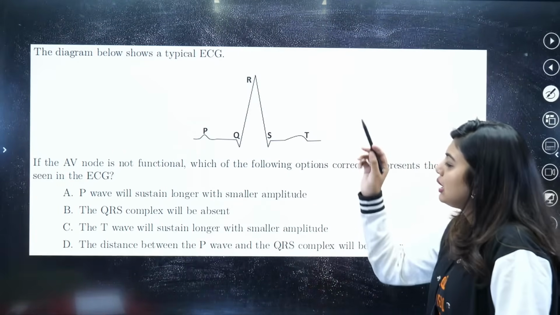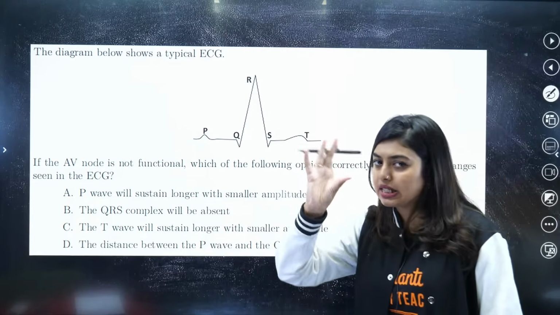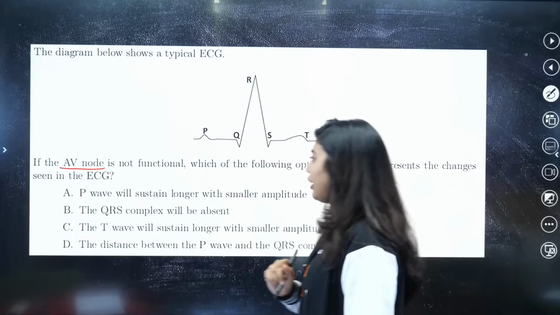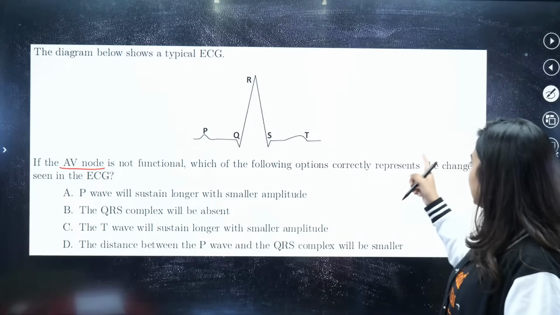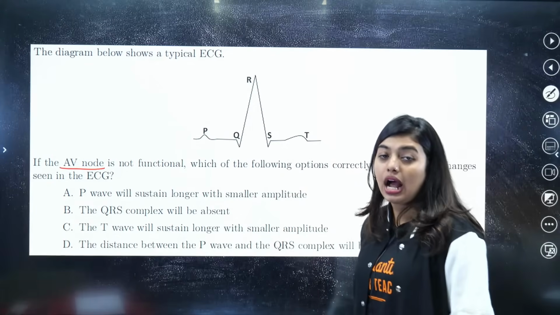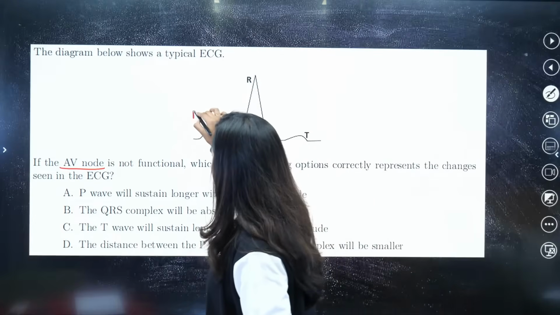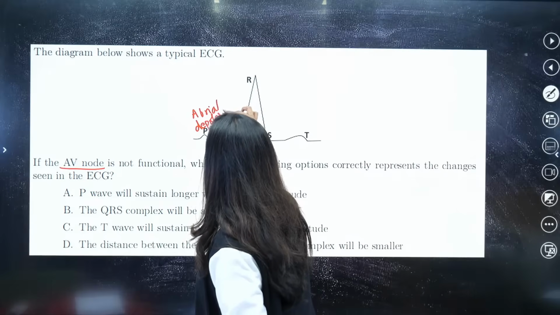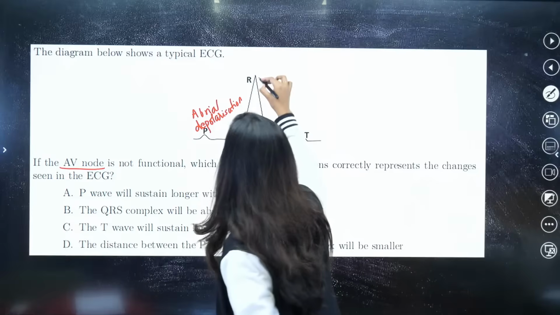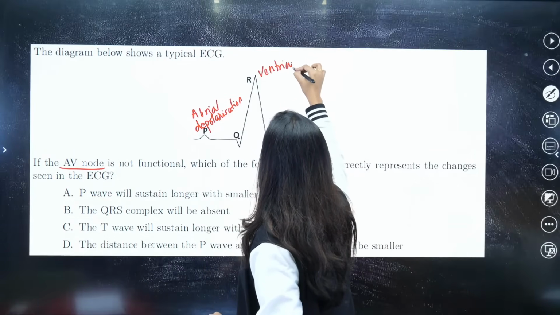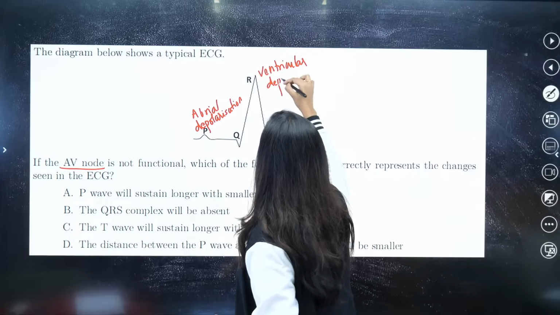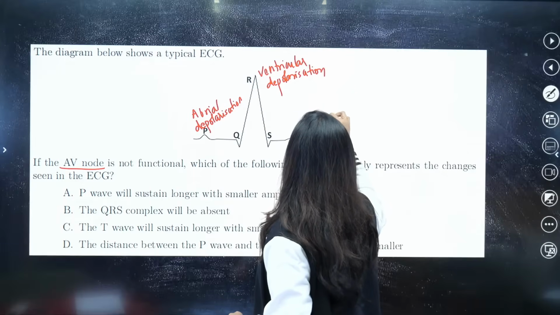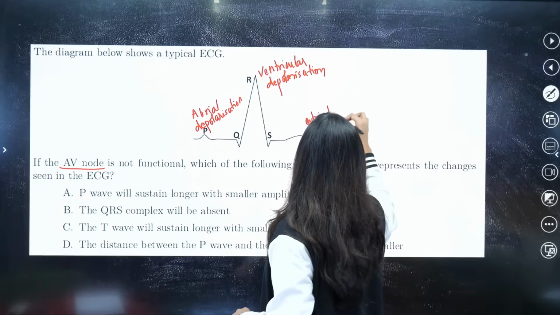Okay. Now, the diagram given below shows a typical ECG. If an AV node, atrioventricular node, is not functional, which of the following options correctly represents the changes seen in an ECG? Understand, here this is atrial depolarization, we tell. Here ventricular depolarization. Okay, here atrial repolarization.